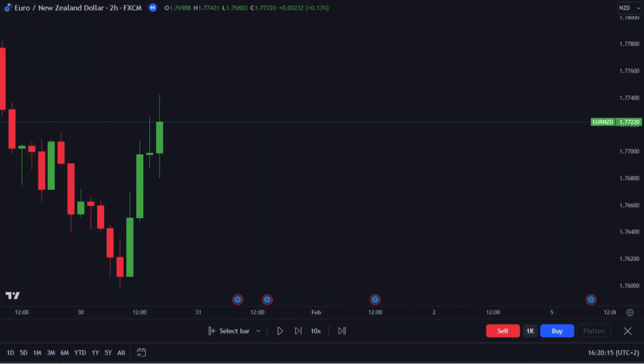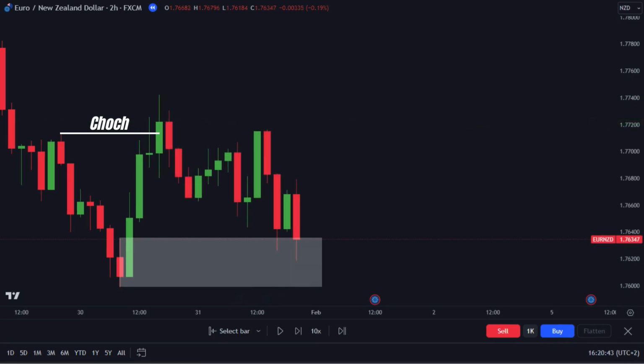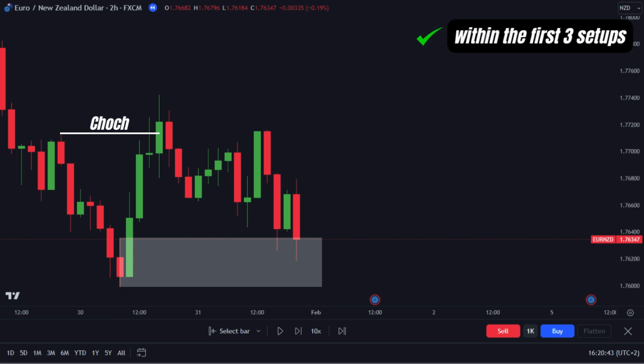In this price chart example, we observe a change in market character, indicating the start of an uptrend. This suggests that more buyers are entering the market. Next, we identify this extreme demand zone and wait for the price to pull back and interact with it. However, before placing any trades, we need to go through our confirmation criteria. Firstly, we can see that our setup is within the first 3 setups which are considered safe to buy from.